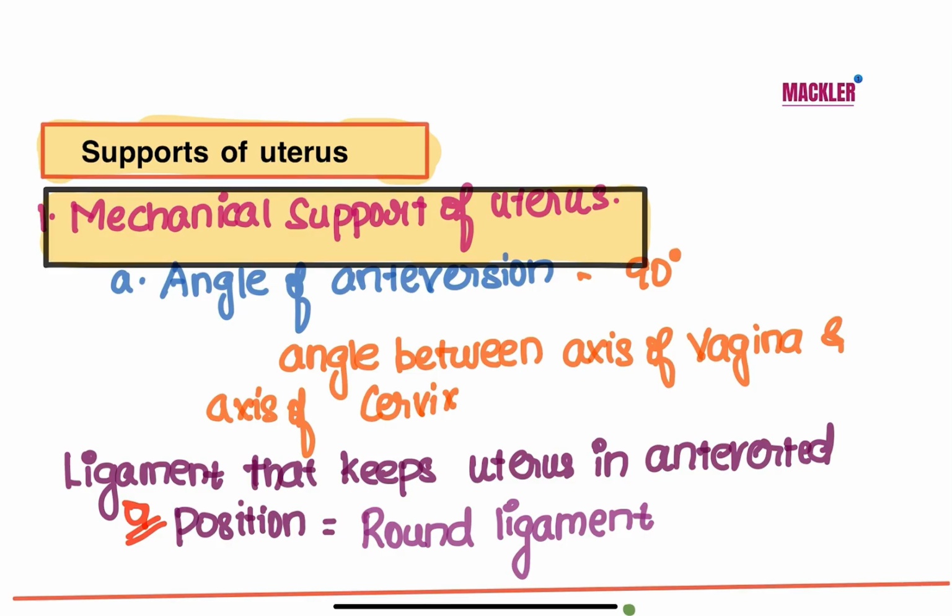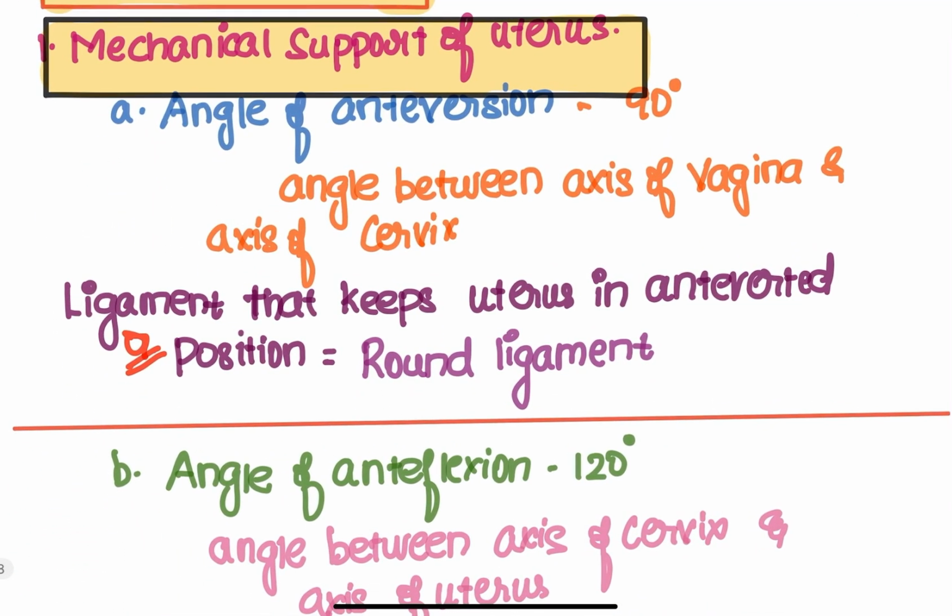Mechanically, some structures are holding this uterus in its normal anatomical position, maintaining its stability and providing support to the uterus. When we discuss mechanical support, we have two important angles to take into consideration: the angle of anteversion and the angle of anteflexion. The angle of anteversion is 90 degrees and the angle of anteflexion is 120 degrees.